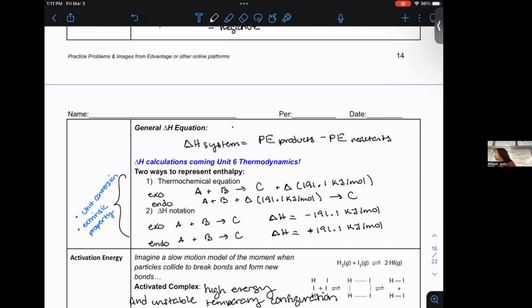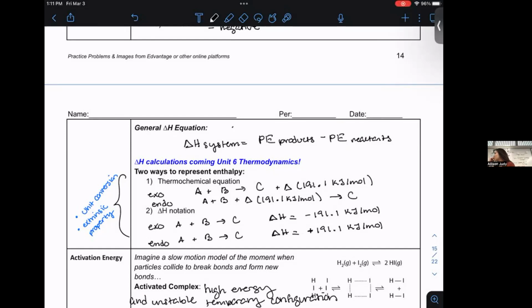So in an exothermic reaction, the energy required to break the old bonds is less than the energy released when forming new bonds. Exothermic, yes. Flip it. That sounded right.